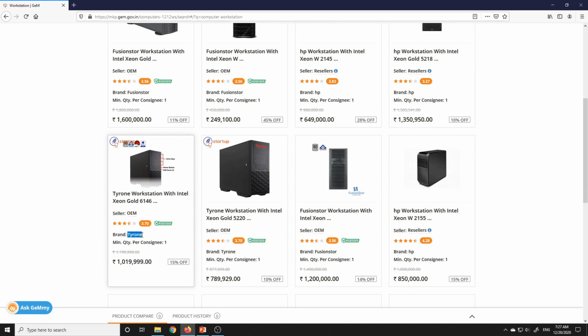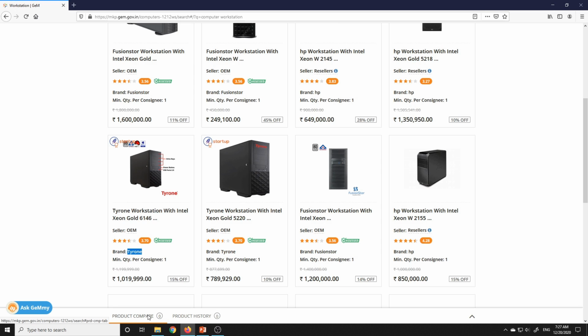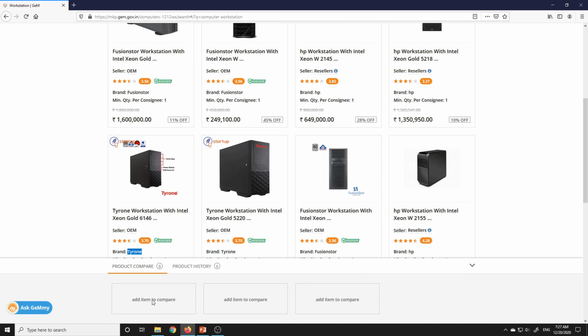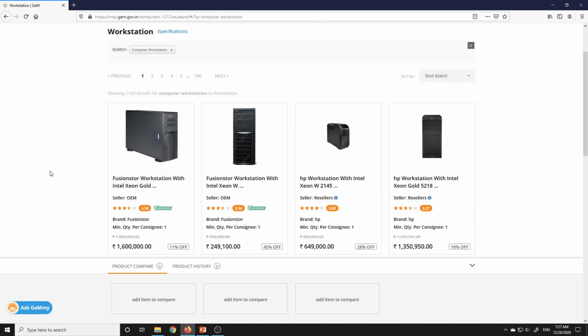Here you can see product compare. This is not allowing me to compare now because I am not logged in. This facility is available only once I am logged in. Once you compare, the L1 means the lowest out of all those 3.